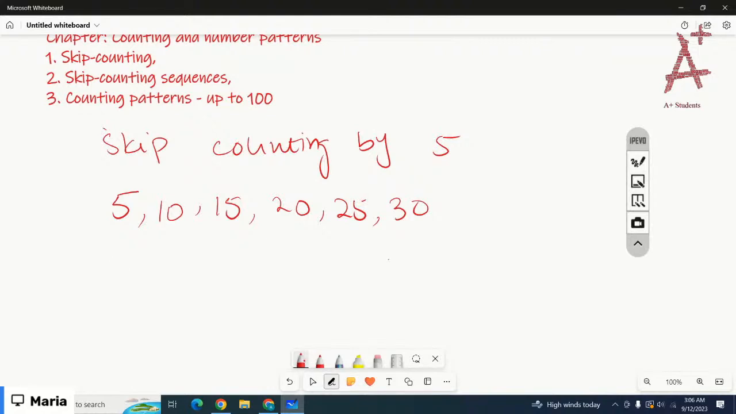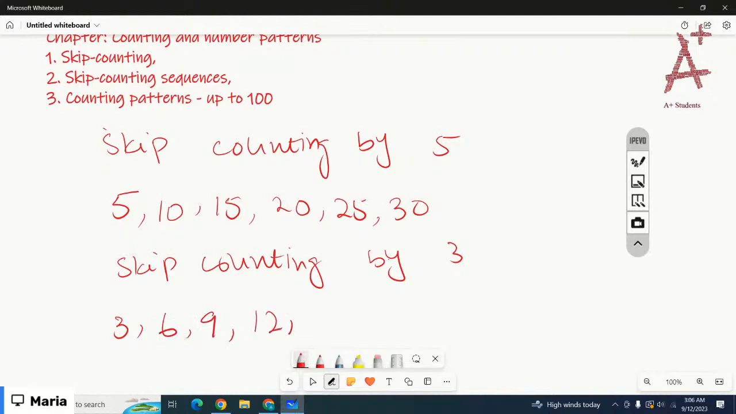Let's just do another one. You have to skip count by 3. How do you skip count by 3? You have to start with 3. For each next number, you have to add 3. 3 plus 3, 6. 6 plus 3, 9. 9 plus 3, 12. 12 plus 3, 15. 15 plus 3, 18. And you can even count other numbers also, right? If you have any question, you can just write down the questions in the chat box. Otherwise, you have to answer the question I'm going to ask next, right?